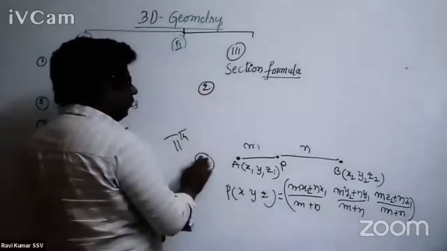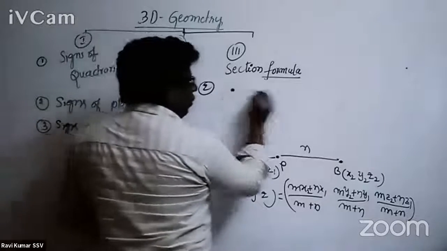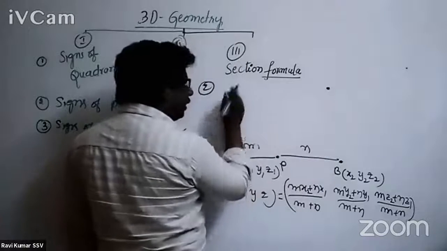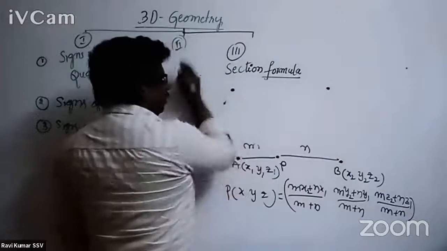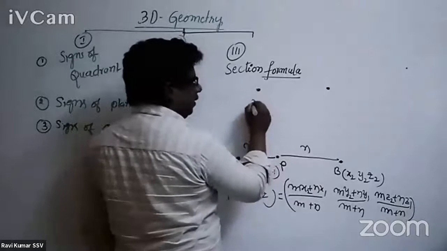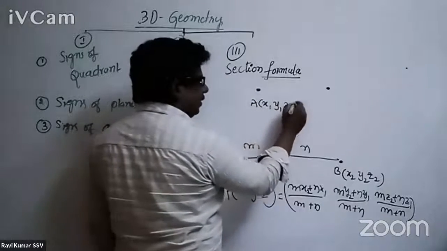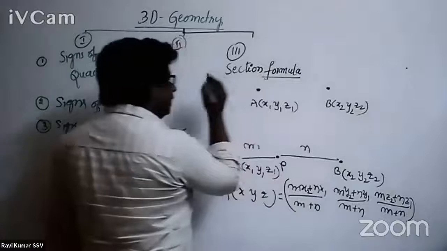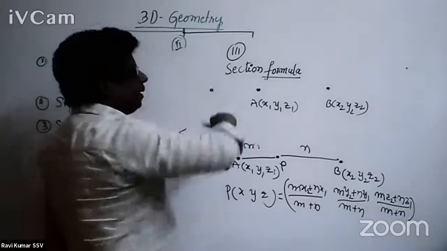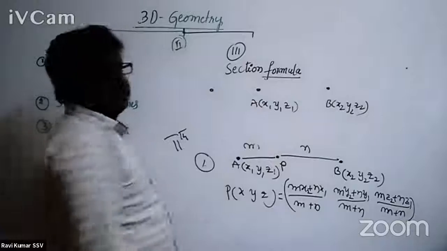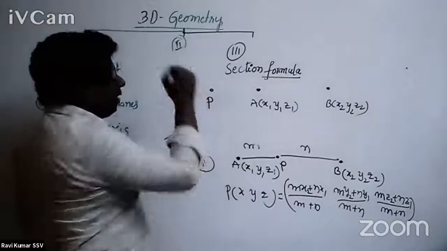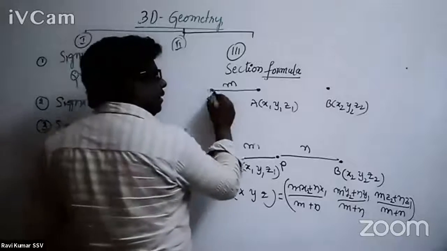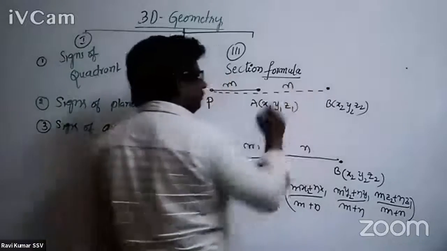Second formula I'm telling here. This is the first formula, you can write it. If the point is here, this is P. This is X1, Y1, Z1. This is B, X2, Y2, and Z2. If the same point P is outside of these 2 points, how can you find this? From here to here, the ratio is M. From here to there, the ratio is N.